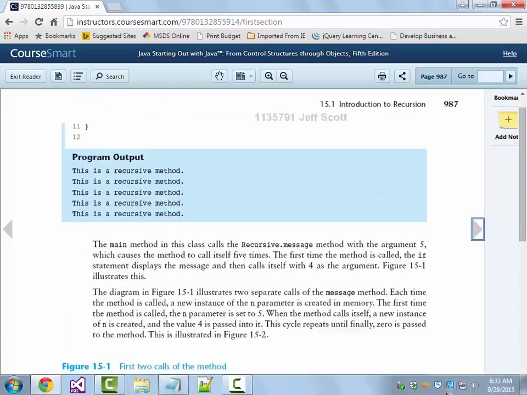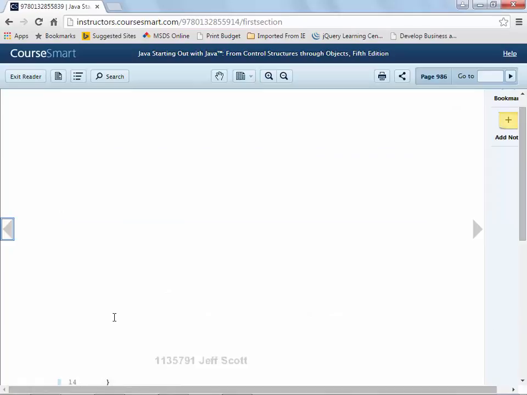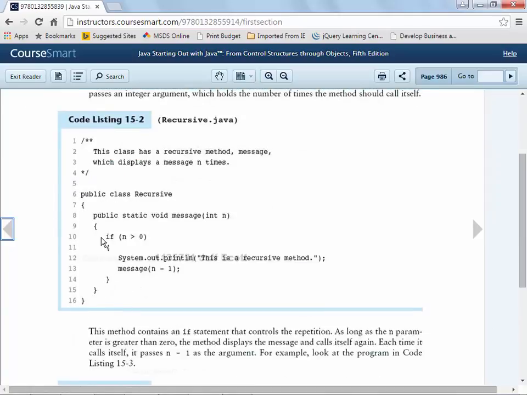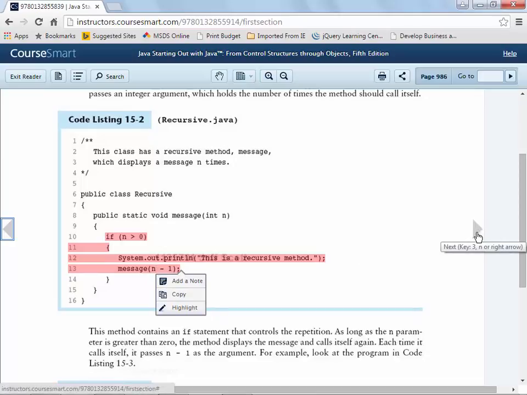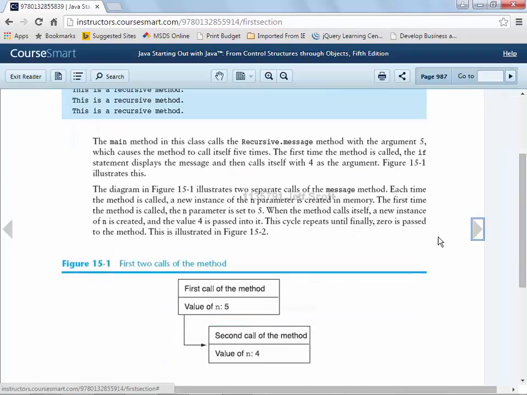So you can see what the output is. After the 5th occurrence, n is equal to 0. So it says here, this is our base case. If n is not greater than 0, we fall out. Well, it's greater than 0, so for 5, 4, 3, 2, and 1, we print this as a recursive method. We call it again, and now the next time it's 4, then it's 3, then it's 2, then it's 1. Finally, it becomes 0, which is not greater than 0, so you fall out.